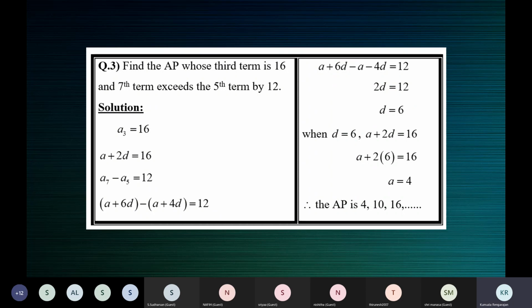So this is the first equation. Okay, so second, we don't get an equation. We directly get the value of D. When you work the second one, you directly get the value of D. So when you substitute D is equal to 6 in the first equation, you're able to find the value of A and hence find the AP.